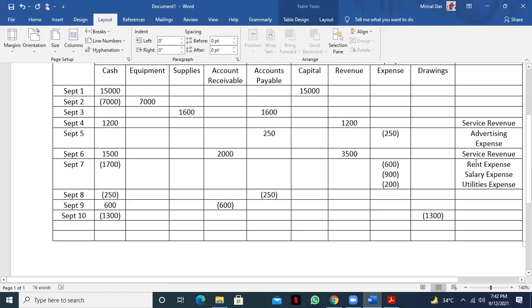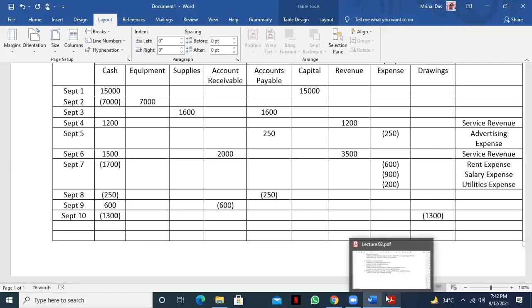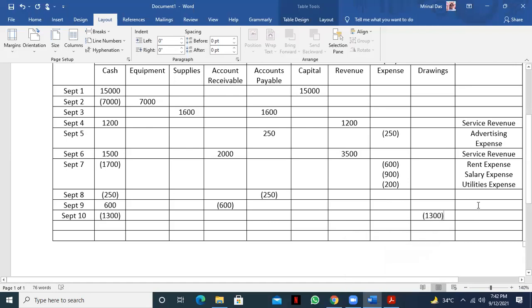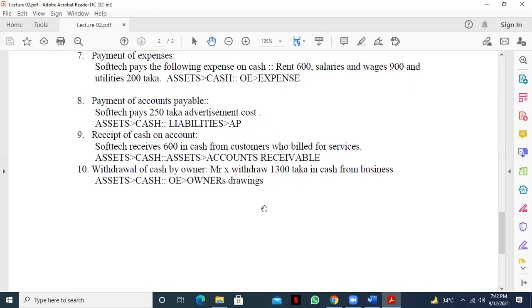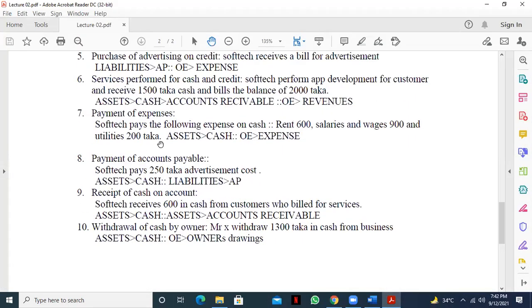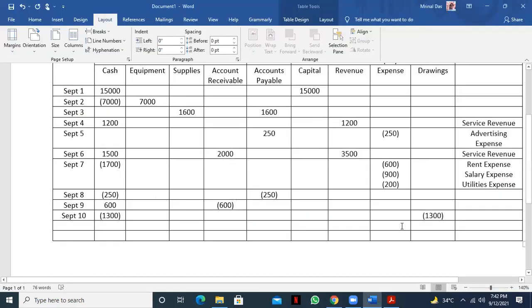So how would you understand who actually paid the money? If your question said that, then you can write it in the remarks column. But your question didn't say anything about the customer name. Okay? Actually, I'm asking about real life, not about the questions.